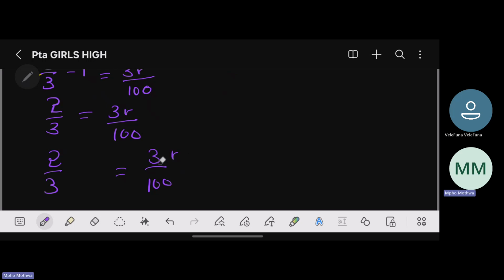3/100 R. I'm going to remove this now. So check how I remove it. Notice that I have created a space here because I knew what I was going to do. So I'm going to multiply by 100 divided by 3. This is the multiplicative inverse of 3/100, so this will go away with that. This will go away with that. But be very careful: whatever you do on this side, you must also do on this side.